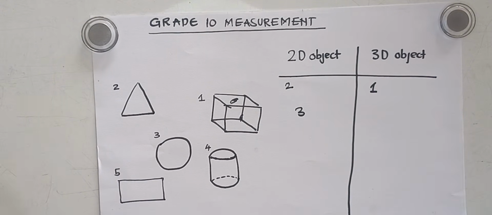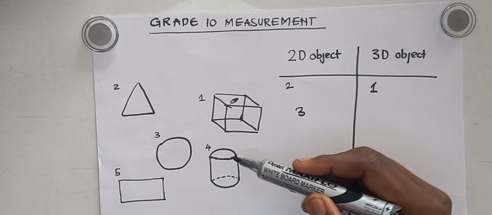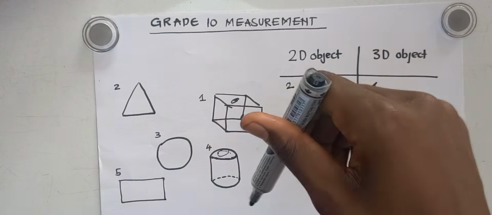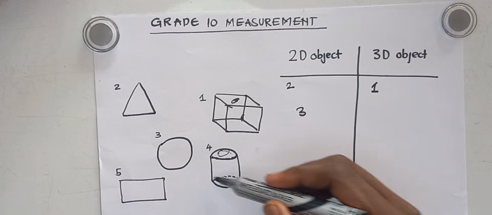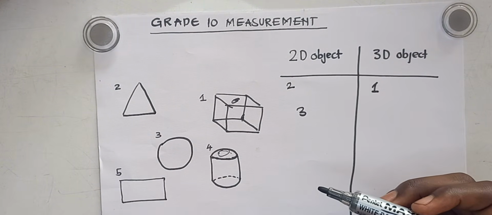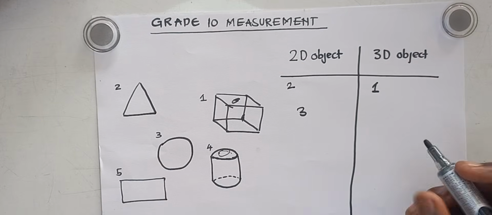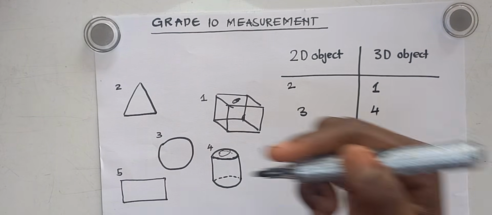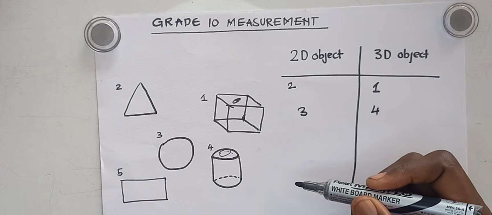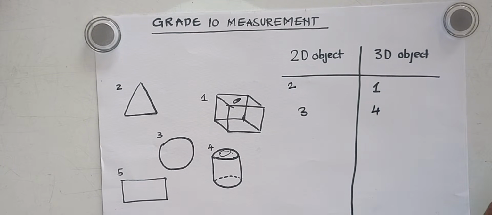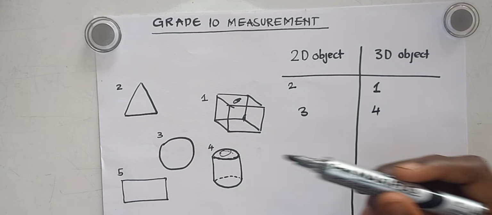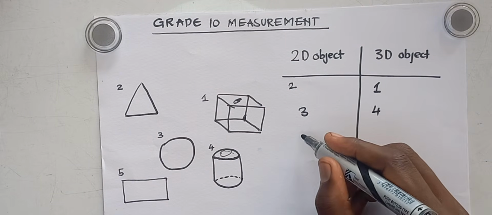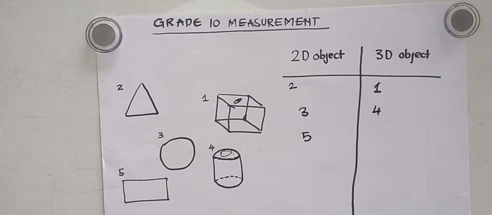Going to number four, which is the cylinder. Is this cylinder a 2D or a 3D object? If we pay close attention here, we can see the top part, which means that it has an inside part and also an outside part. So this is an example of a 3D object. Going to the last one, which is a rectangle. Obviously this one is going to be a 2D object. Why? Because you can see the front part and the back part only.